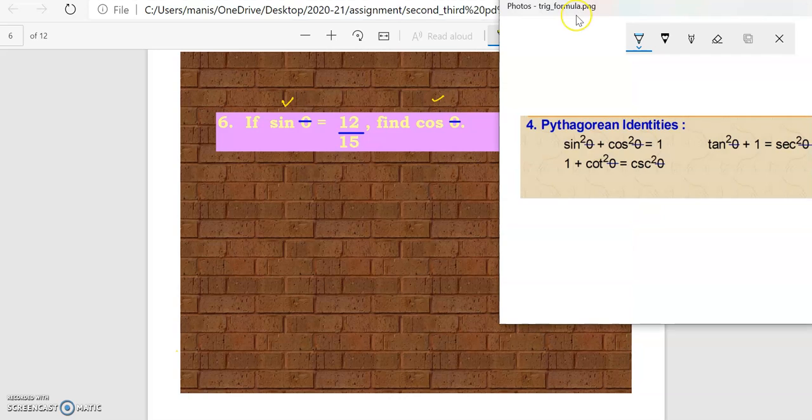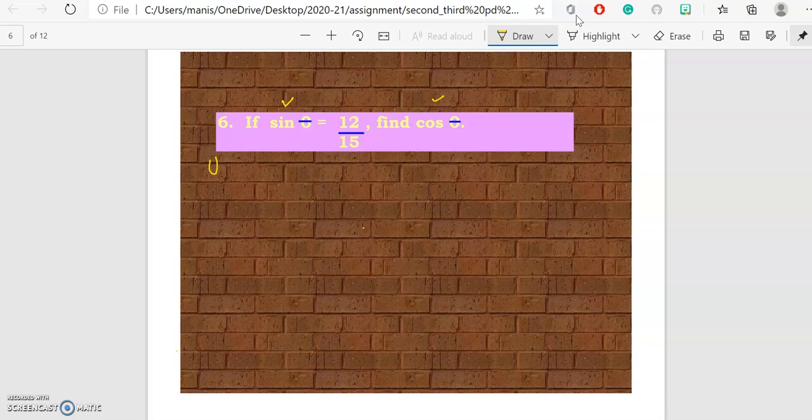So let's write the formula. Formula is sine square theta plus cosine square theta is equal to 1. So I'm writing my formula. Sine square theta plus cosine square theta is equal to 1. Now I will substitute the values over here. So this is my 12 over 15. Since it's a square, I will put a square. I do not know cosine square theta because they want me to find this, and 1. So what I did in the previous question, I'm doing the same steps. 12 square is 144, 15 square is 225, plus cosine square theta is equal to 1.